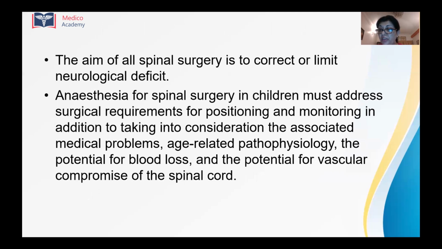Anesthesia for spinal surgery in children must address surgical requirements for positioning and monitoring, in addition to taking into consideration the associated medical problems, age-related pathophysiology, potential for blood loss, and the potential for vascular compromise of the spinal cord. The pediatric anesthetist is presented with a spectrum of underlying pathology in children over a wide range of age and size. A percentage of children who require spinal surgery will also have other underlying medical problems.